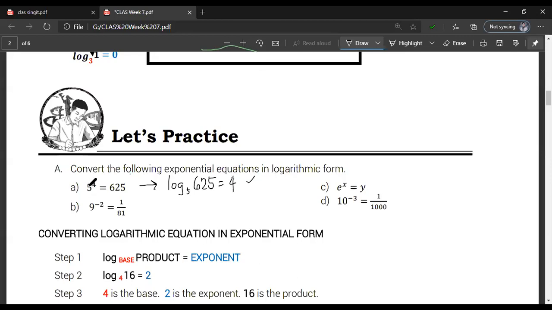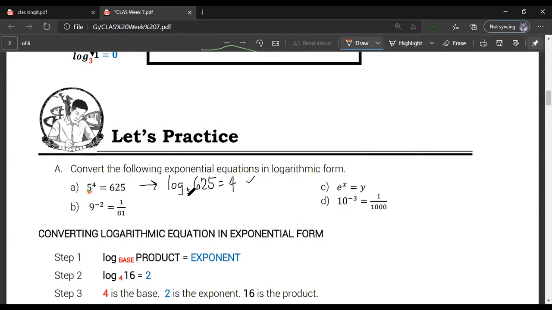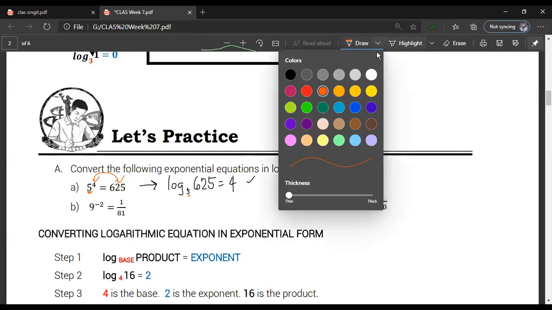Class, ano yung base natin? 5. Kung ano po yung base natin sa ating exponential, dapat yun din yung base natin dun sa logarithm. Tignan nyo class yung magiging order. Babalik-balikan nyo lang itong dalawa. So, we have logarithm of 625 to the base 5 equals 4. Madali lang siya, di ba?